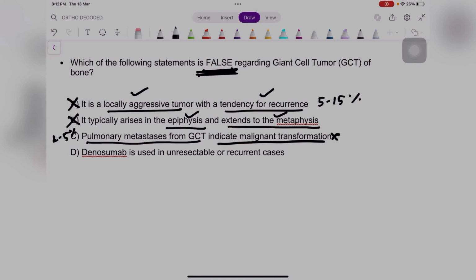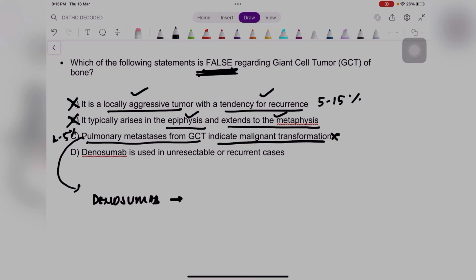So even if this patient is having pulmonary metastasis, it can be treated with drugs like denosumab. So even for pulmonary metastasis, you can treat the patient with drugs like denosumab. It does not indicate malignant transformation. Understood? So this is very important. So it can reduce the tumor size and it can prevent osteolysis.